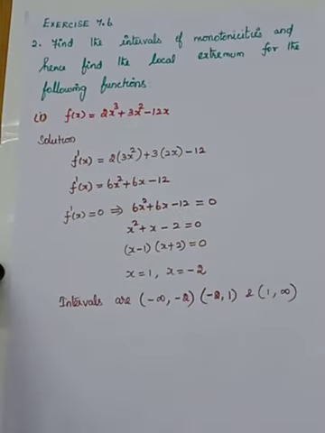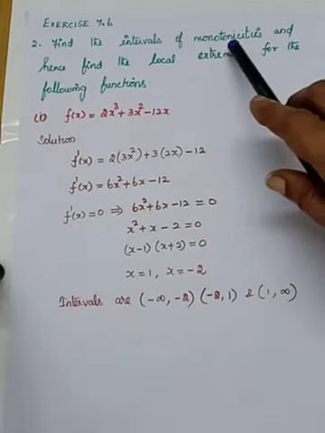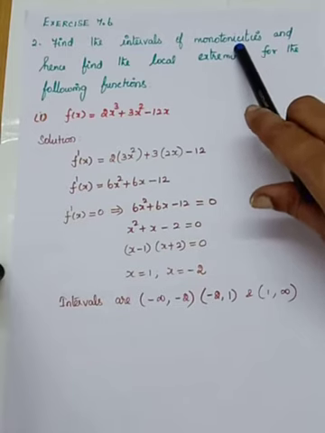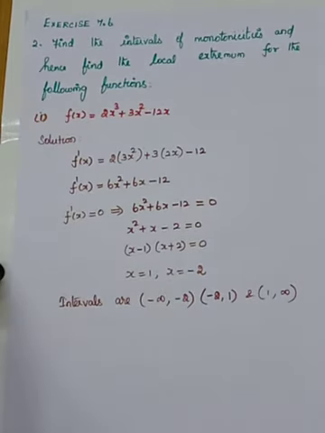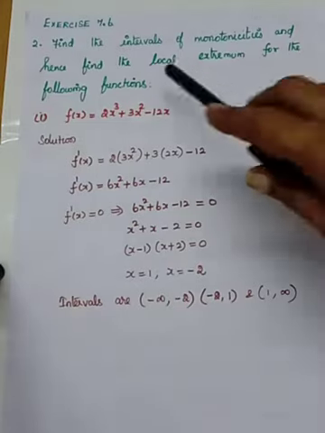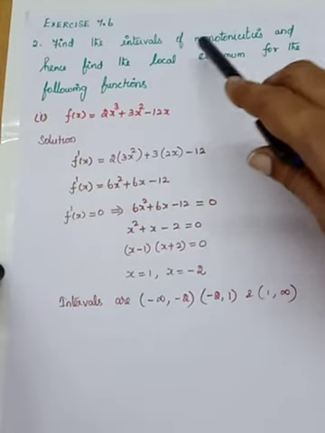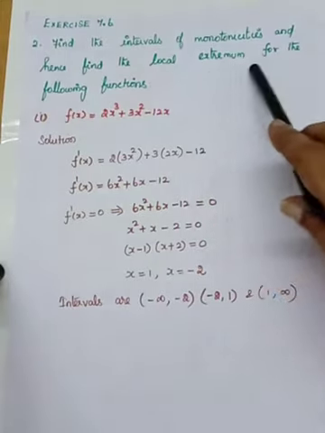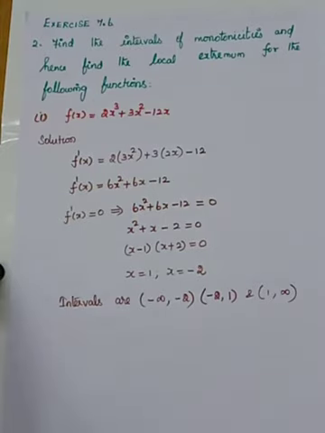So two things are asked. One is you have to say about the monotonicity of the function. That means in what intervals the function is increasing and the function is decreasing. So you have to mention that first. Second, you have to find the local extremum. What does local extremum mean? It is at what interval or at what points the function attains a local maximum or local minimum. You see the procedure.